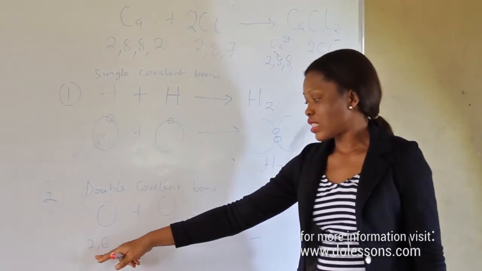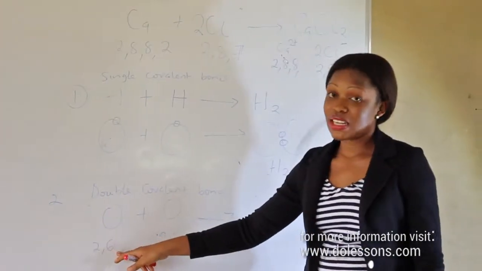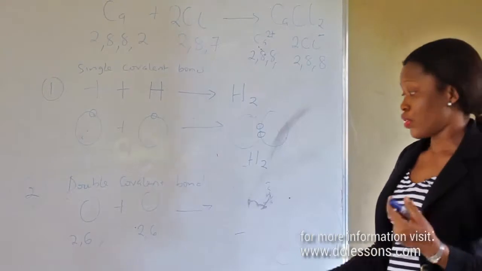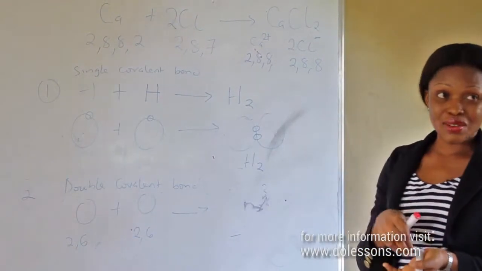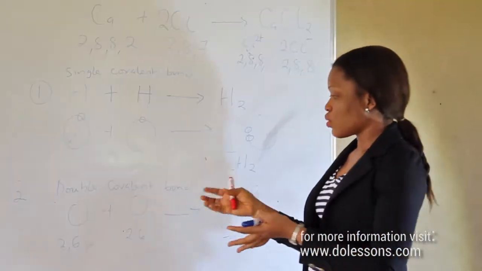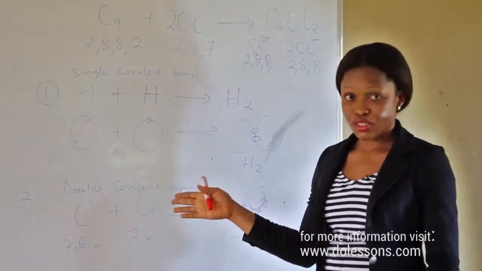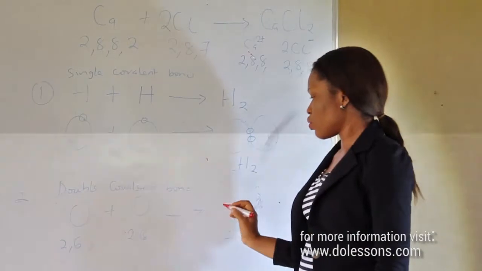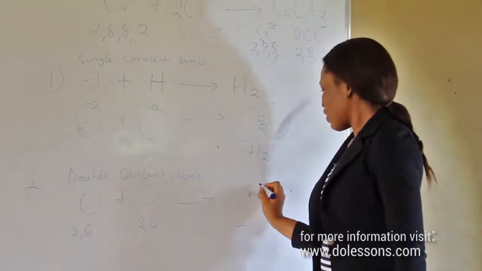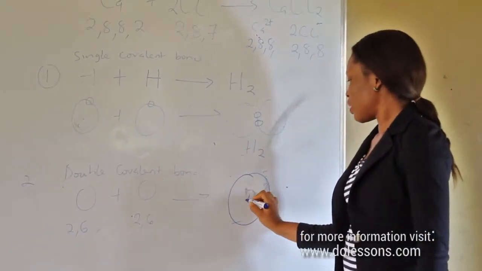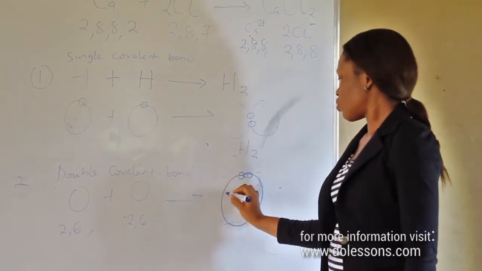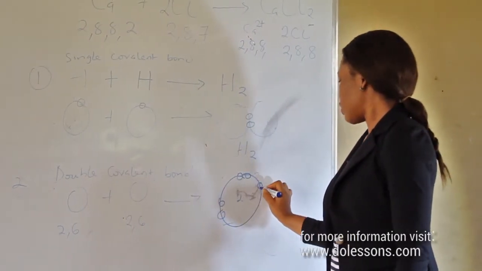Now, if you look at this, oxygen has 6 electrons already. To attain the octet configuration, it needs 2 extra electrons. So for it to get the 2 electrons, it has to share 2 electrons because this is a covalent combination. So we are going to have something, 2 electrons here. 1, 2, 3, 4, 5, 6.